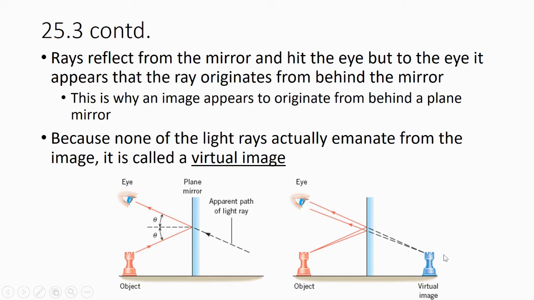So this is our virtual image. We have light that is bouncing off of the object, hitting the mirror, bouncing off the mirror, hitting our eye. If we extend those rays outwards, we have our virtual image back here. And you can see that this distance from the mirror to the virtual image should be the same as the distance from the mirror to the actual object.